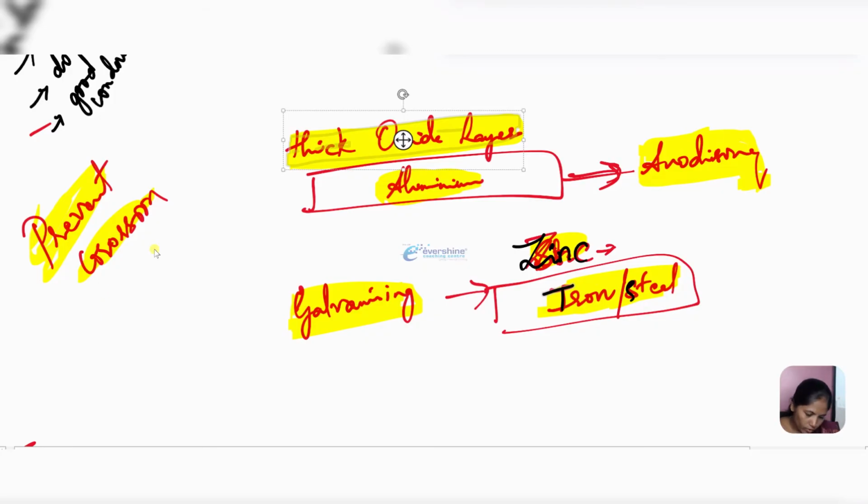So there are so many methods. One is painting, second one oiling or greasing, third one alloying, fourth one anodizing, fifth one galvanizing. And also there are so many methods like electroplating. These are the methods of prevention of corrosion.